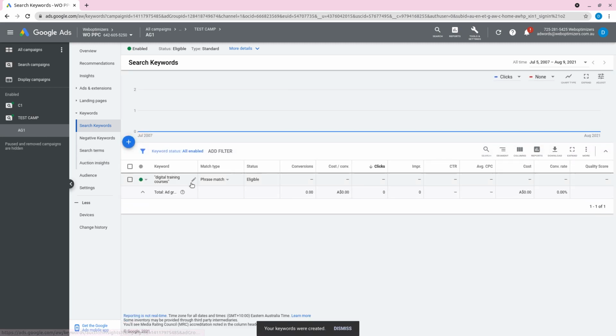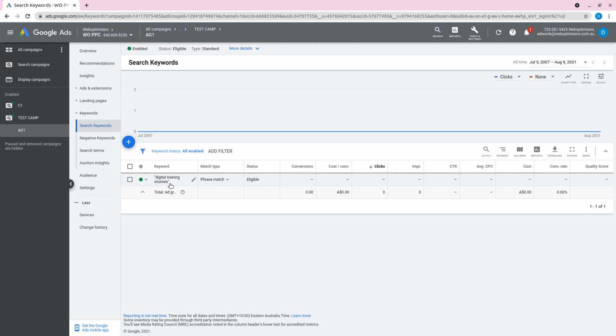Now, if I wanted to target something else, let's say for example SEO training, then I would create either a different ad group or a different campaign. Depending on the categorization of my website, I would make that choice. However, with each ad group, I would only have one keyword.